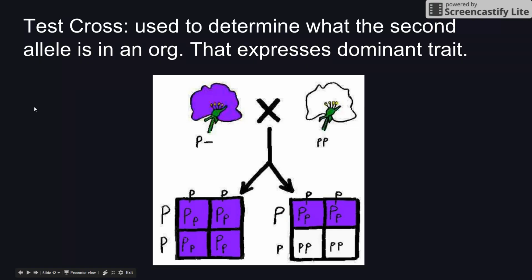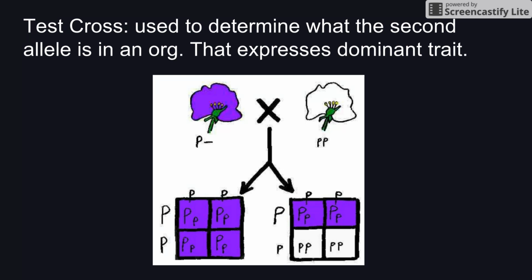So for test crosses, these are just used to determine what the second allele is in an organism. And this happens when you have an organism that has the dominant trait. So when you have an organism that has a dominant trait, there's two possible genotypes. They could be big P, as you see in the first example Punnett square on the left, or they could be big P, little p.